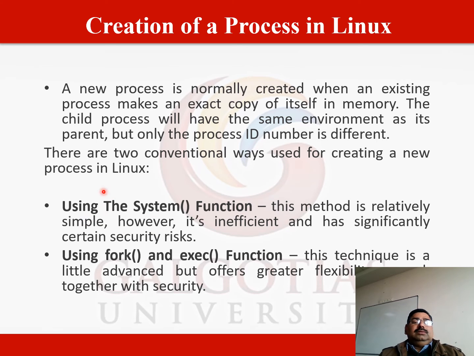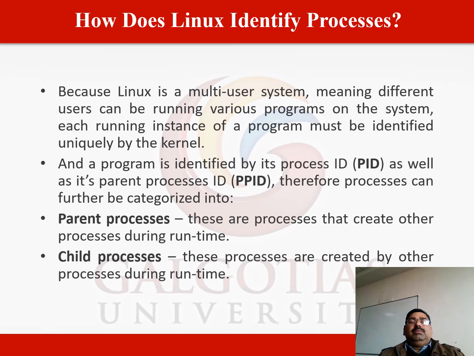There are two conventional ways used for creating a new process in Linux: using the system function and using the fork and exec functions. The system function is relatively simple, however it is inefficient and has certain security risks. Generally we create processes by the fork and exec functions. This is a little advanced technique but offers greater flexibility together with security. So by these two functions we can create processes.